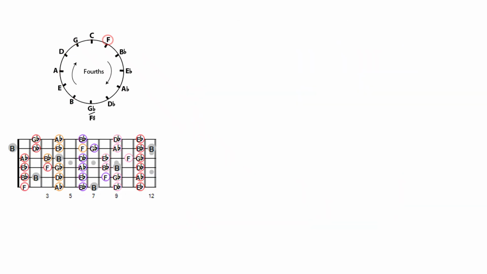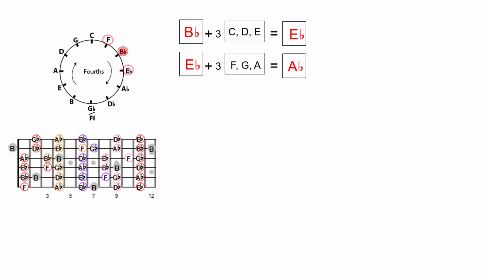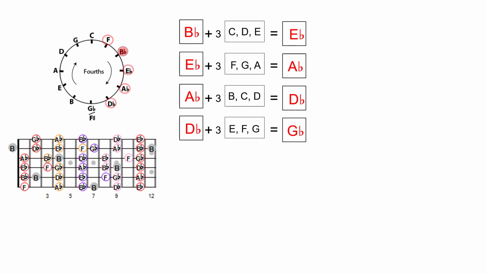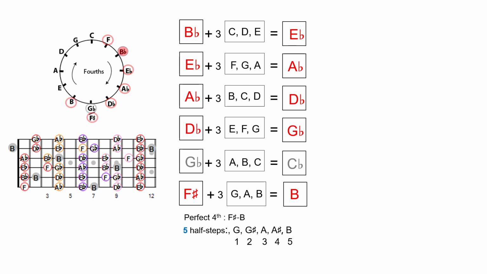Starting the movement in fourths from F gives 5 flat notes: B flat, E flat, A flat, D flat, and G flat. The next fourth, C flat, is simply natural B. By using enharmonic equivalence, we can see G flat to C flat as F sharp to B. This can be verified by counting 5 half steps between the 2 notes.